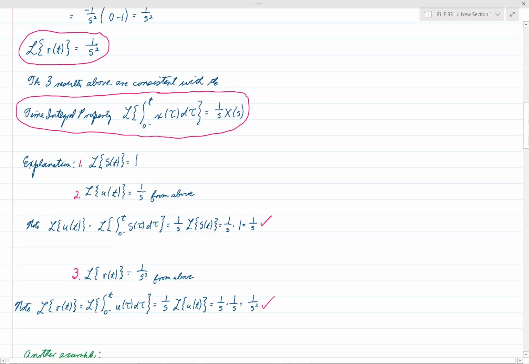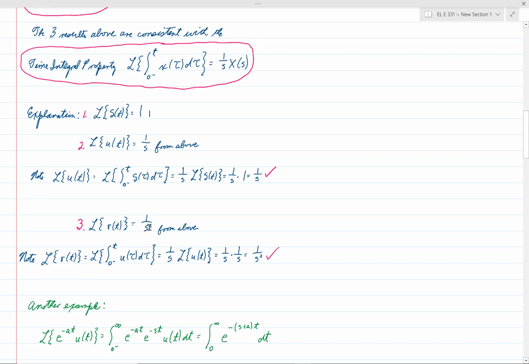And similarly, for the Laplace transform of r of t, we found out above that that is equal to 1 over s squared by doing the direct integration of the formula. But if we use the time integral property, we could go in this way. The Laplace transform of r of t is equal to the Laplace transform of the integral from 0 minus to t of u of tau d tau. So that means that this Laplace transform should be 1 over s times the Laplace transform of u of t, which is 1 over s times 1 over s, or 1 over s squared. So you can see here, again, we're getting the same result, but in a different way.